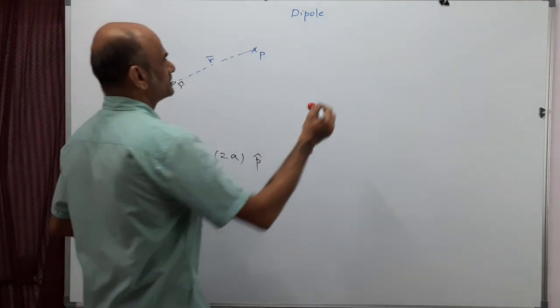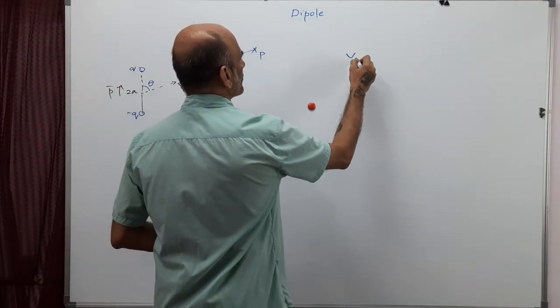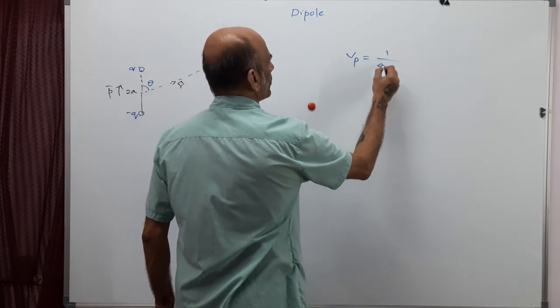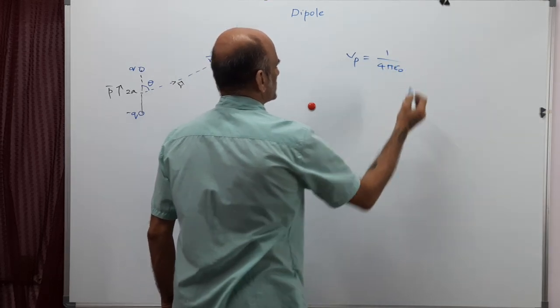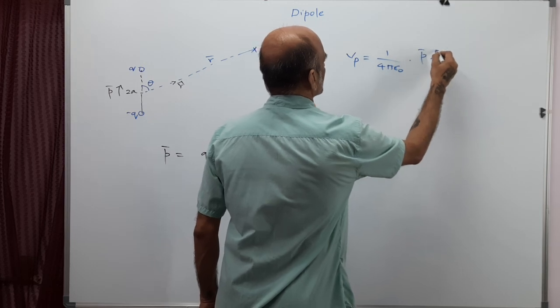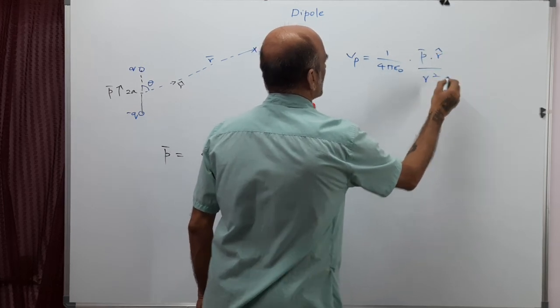Potential at this point P is given as 1 by 4 pi epsilon naught into P dot R cap by R square.